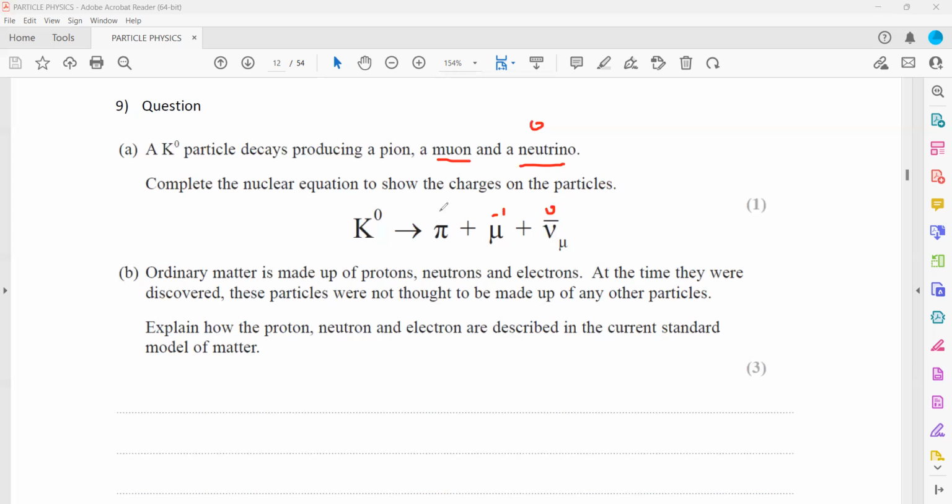So what should be the charge on the pion? The pion should be positive, as there should be conservation of charge.